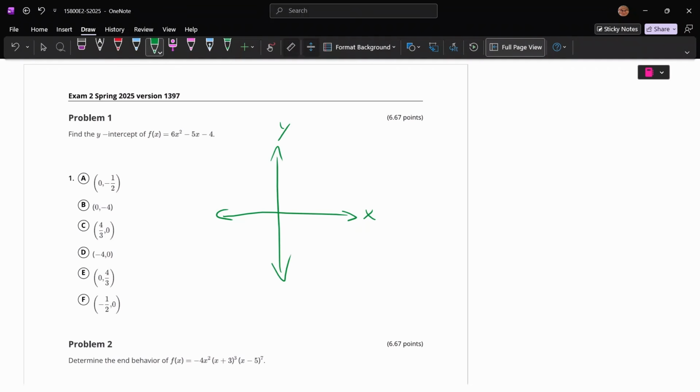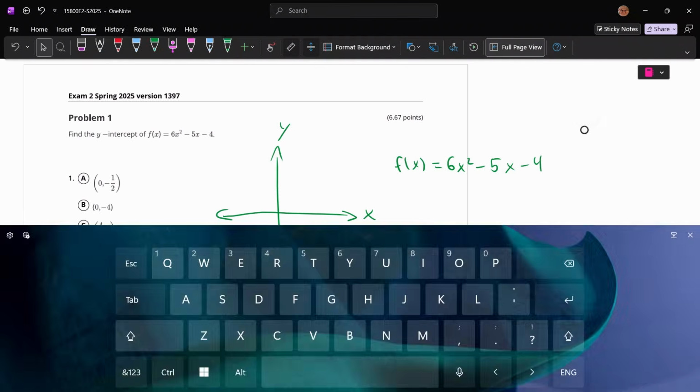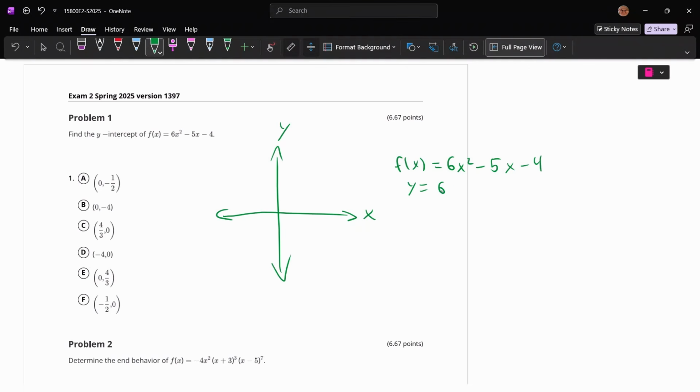Since we're trying to figure out where the line crosses the y-axis, that's going to be when x is equal to 0. So in other words, what is y going to be equal to when x is equal to 0? To find the y-intercept, we can just plug in 0 for x into our function. We have f of x equal to 6x squared minus 5x minus 4. I'm going to replace this f of x term with a y, so that'll give us directly what y is. So you end up with y equal to 6x squared minus 5x minus 4.